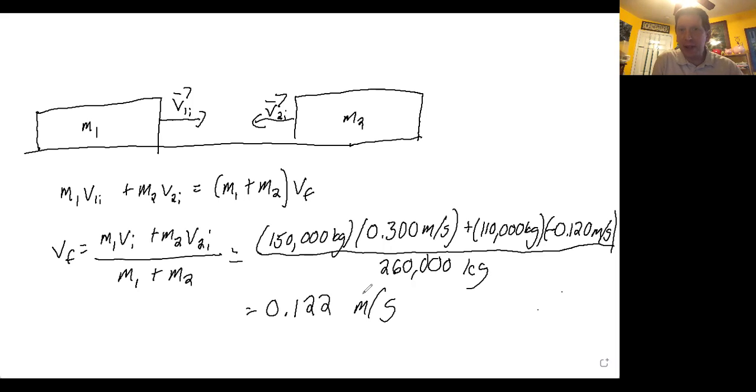So the first cart has slowed down significantly. The second cart has had its direction reversed by the collision. And that can happen. It hasn't slowed down, if you'll notice. It's actually increased its speed, but its direction has reversed. So you get the final velocity. And again, because they link together, there was only one unknown in this problem.